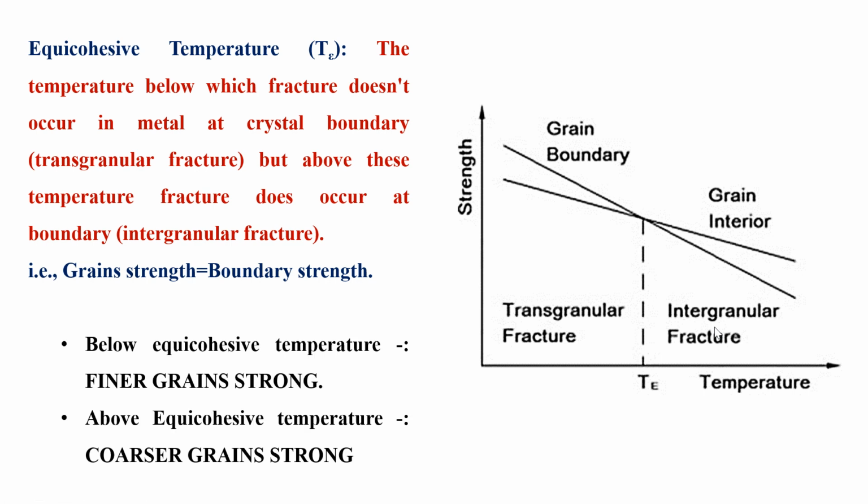So we can say that below equicohesive temperature, finer grains will be strong, and above equicohesive temperature, coarser grains will be strong. And hence, instead of solving this question theoretically, there is another equation that we can use to define such questions, where there is an equation for creep resistance. So, does either of you know the equation for creep resistance?